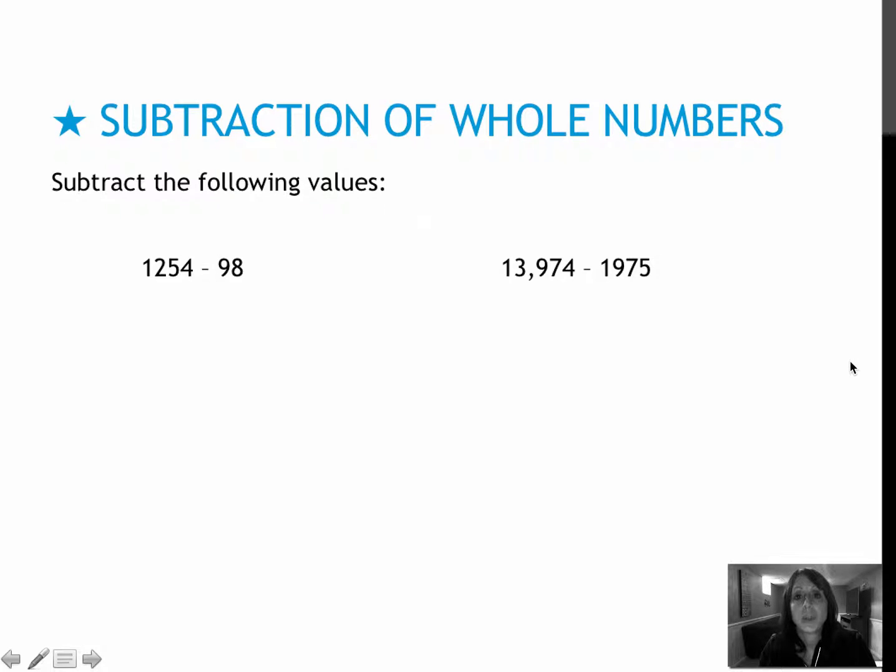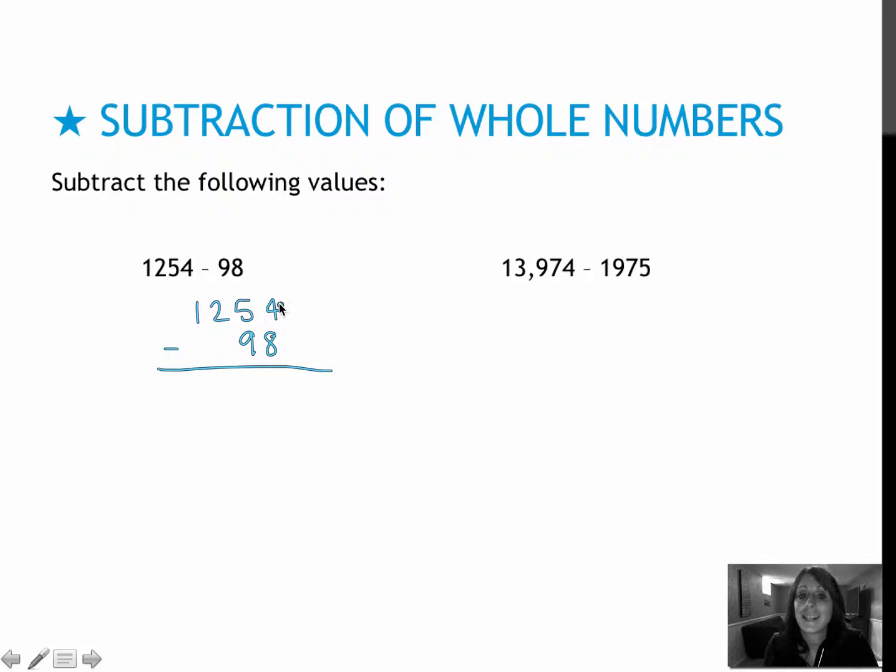Here are 2 for you to try on your own, so try them and then press play to see how you did. For my first example, I have 1,254 minus 98. Make sure that you line them up properly.